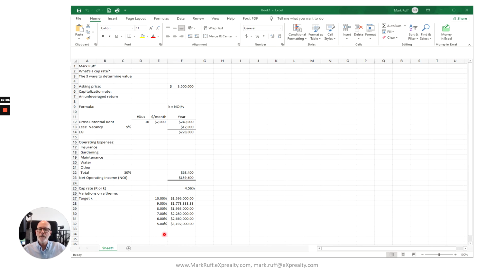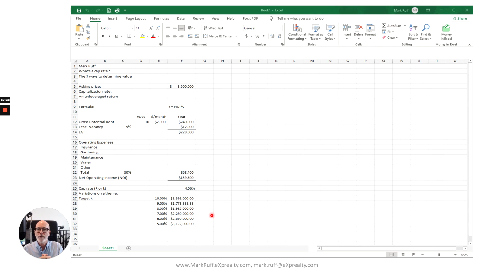So as you can see here from these targeted cap rates, there is an inverse relationship between cap rate and value. In other words, the higher the cap rate, the lower the value. The lower the value, the higher the cap rate. Okay? The higher the cap, the lower the value. The lower the value, the higher the cap. There's this inverse relationship between cap rate and value. Okay? That, in a nutshell, is the nature of a cap rate.